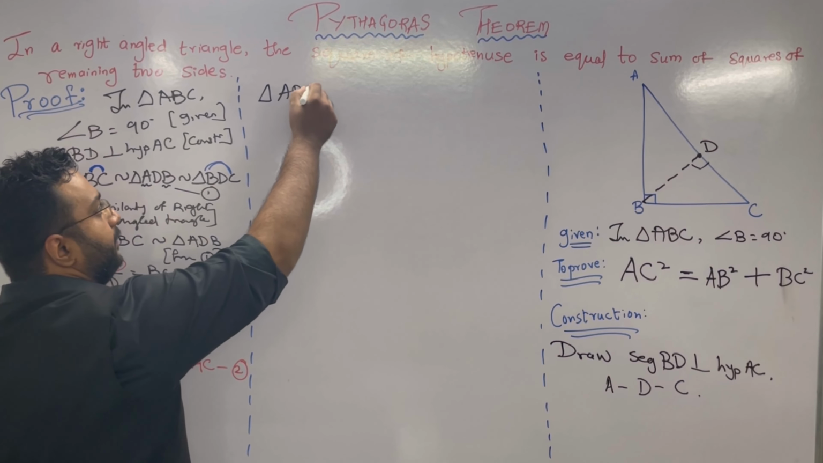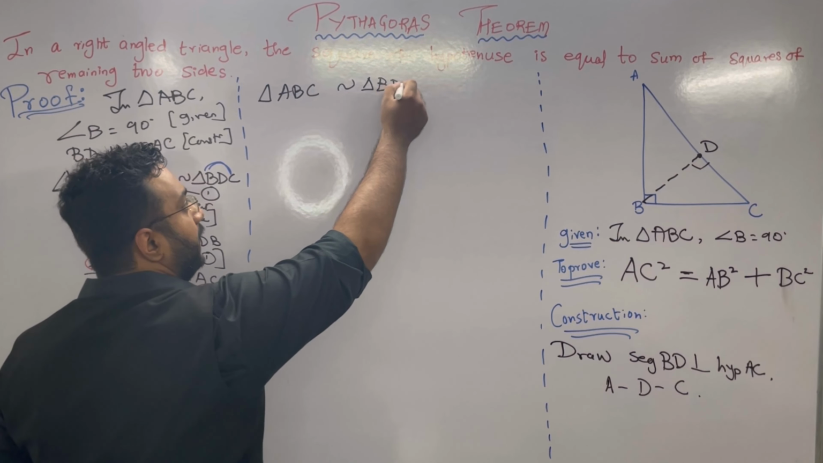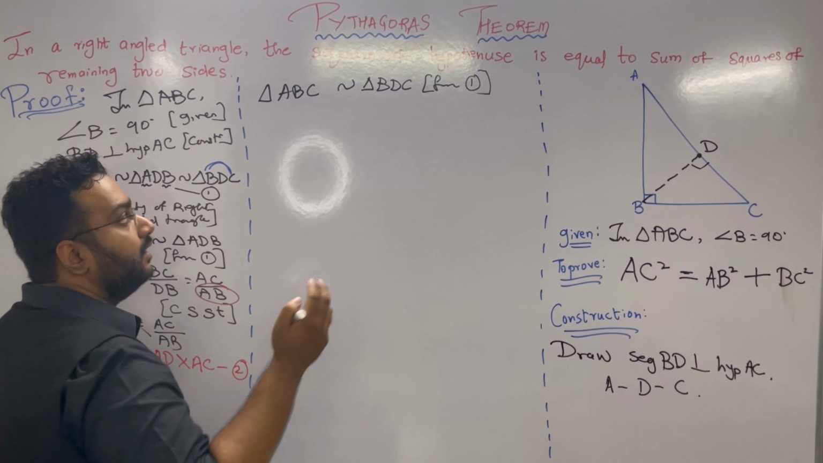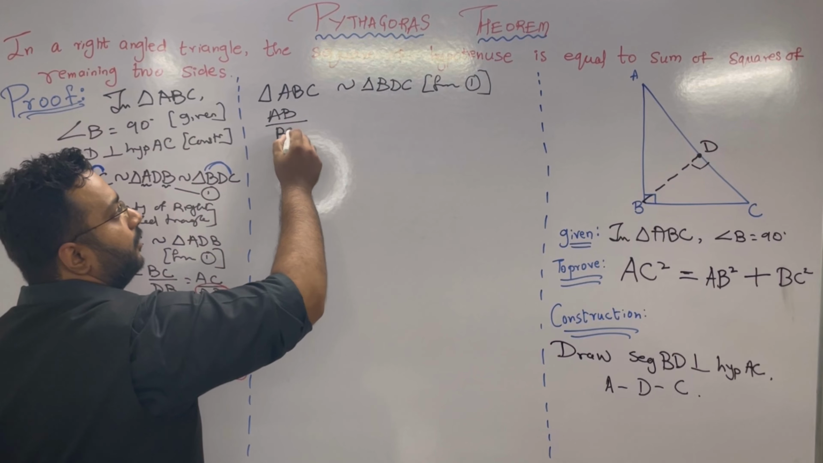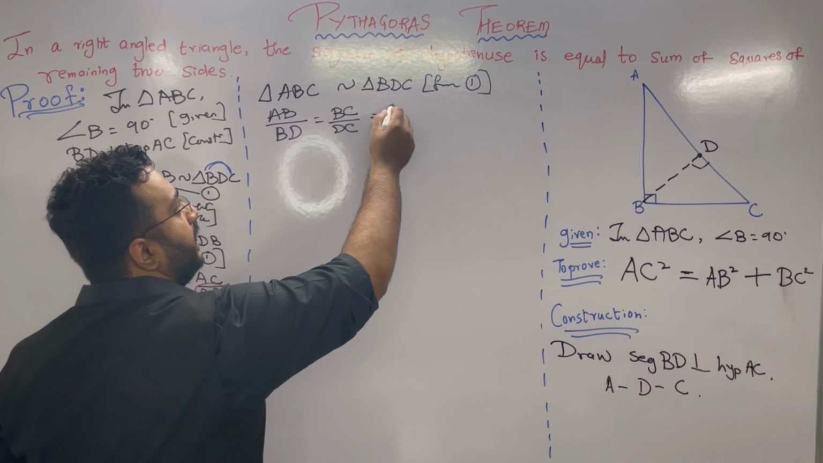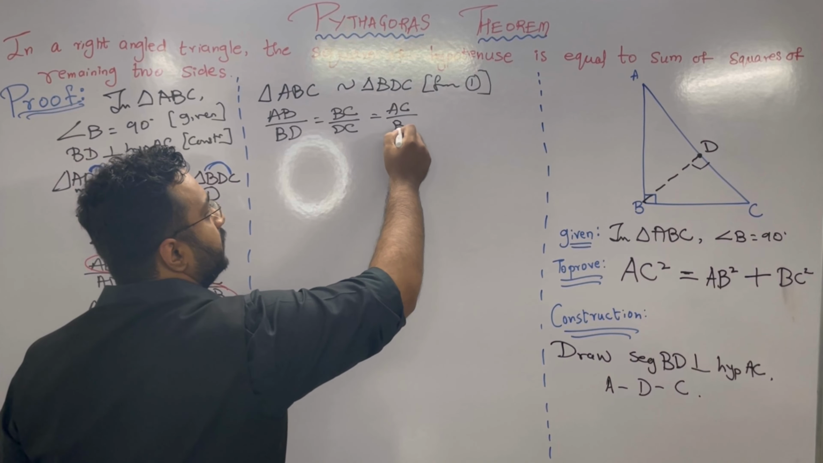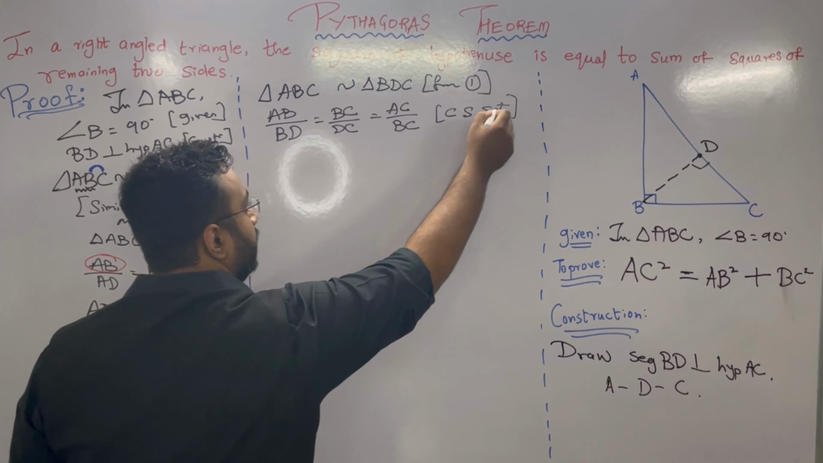First we'll select ABC because it has BC. Then we will select the third triangle because again it has BC. And this will be from equation number 1. Now, two triangles are similar. Let's write the ratio. Let's form the ratios. So it will be AB upon BD is equal to BC upon DC. And lastly it will be AC upon BC. And these will be corresponding sides of similar triangles, CSST.